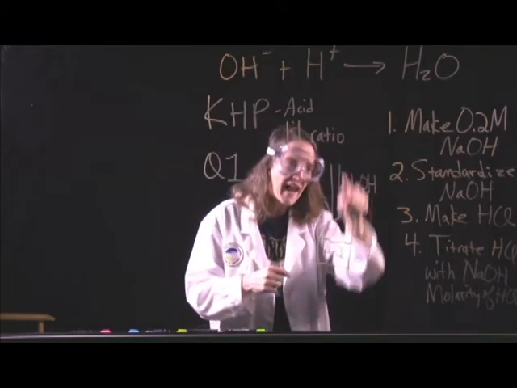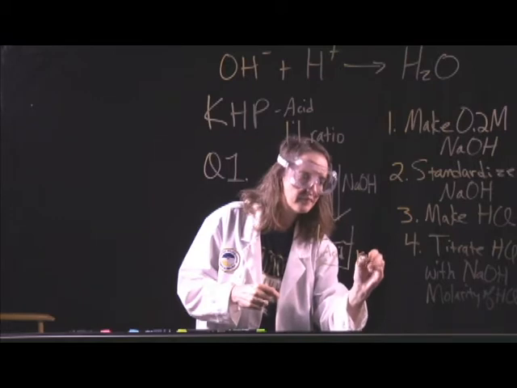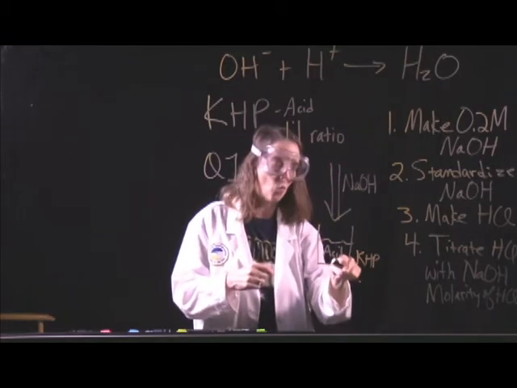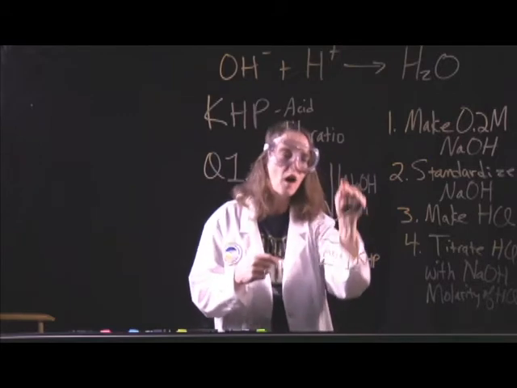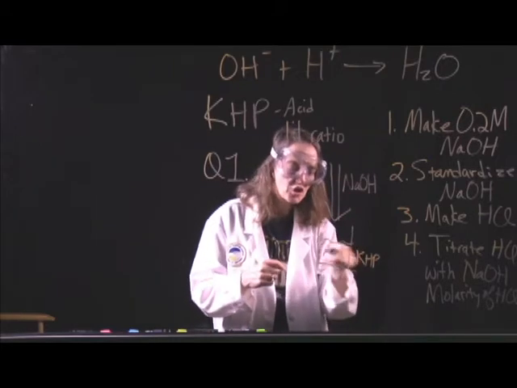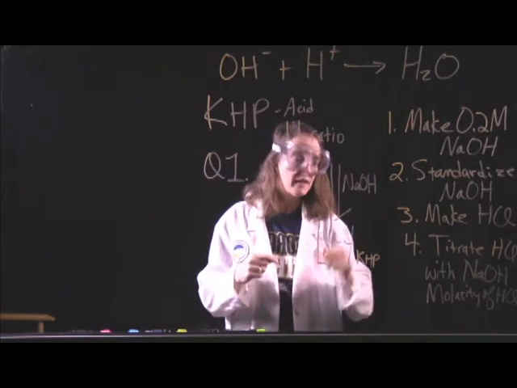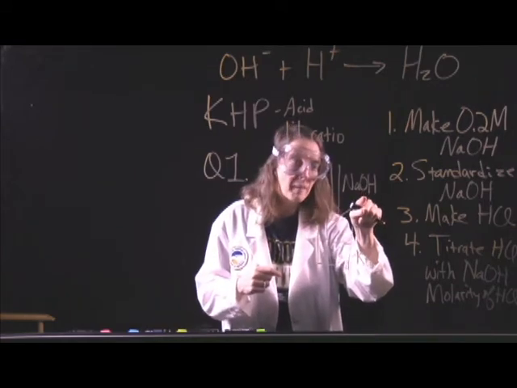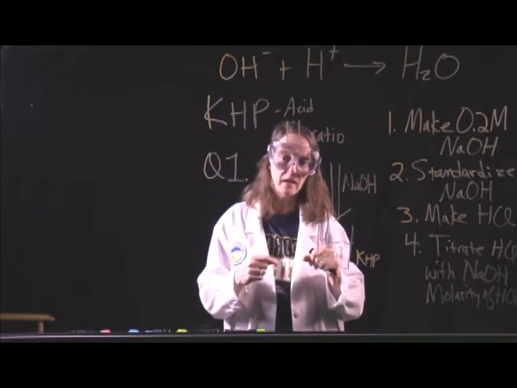So you're going to add sodium hydroxide to the KHP, acid that's dissolved in water with a little bit of phenolphthalein until 1 drop of sodium hydroxide turns this a light pink color. At that point, the number of moles of sodium hydroxide are equal to the number of moles of KHP.